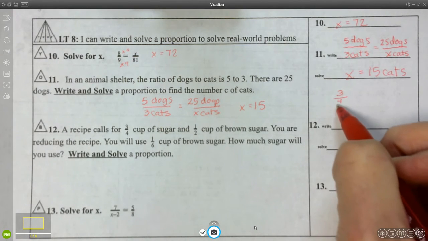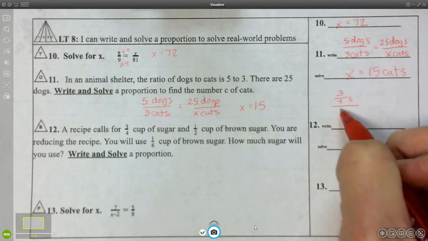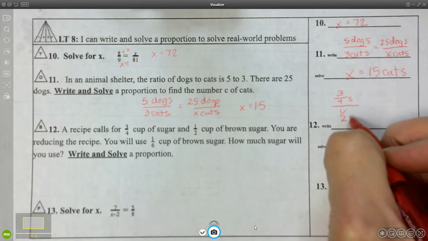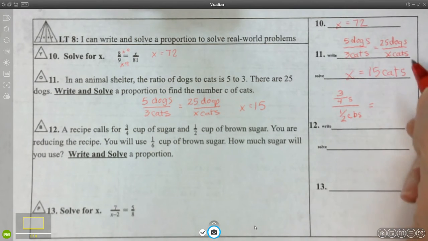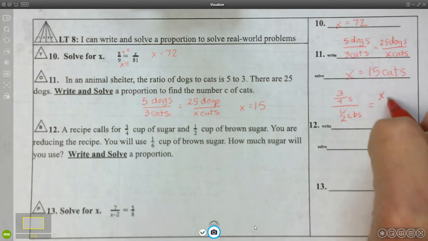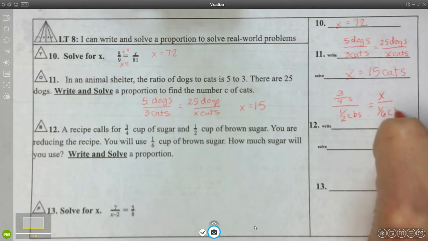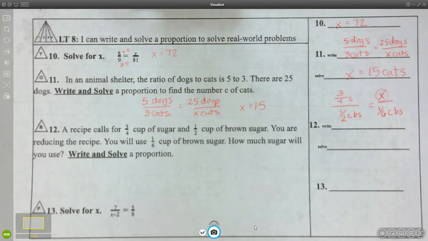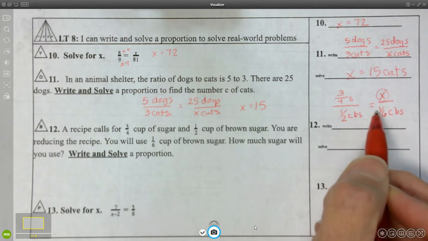3/4 cups of sugar is proportional to 1/2 cup brown sugar. We're going to reduce it a little bit. We're going to reduce it to, we don't know how much white sugar, but we're only going to have 1/6 of a cup of brown sugar. We have to find out how many cups of white sugar that would be. So when we solve this, we are going to probably have to do cross products, right? Or think about the fish.